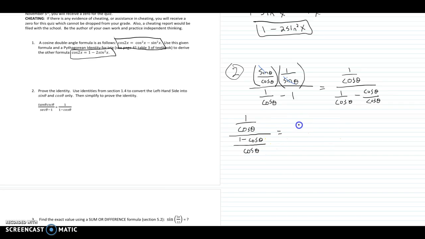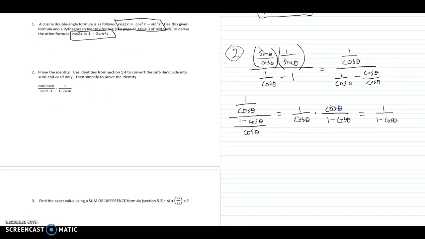This is called a complex fraction, and so with a complex fraction, I just multiply by the reciprocal of the bottom. So the reciprocal is cosine of theta over 1 minus cosine of theta. And good news is that my cosines here cancel, and this is the last step because I'm obtaining the right-hand side that I needed to obtain, and I have 1 minus cosine of theta. Okay, so problem number 2 is done.